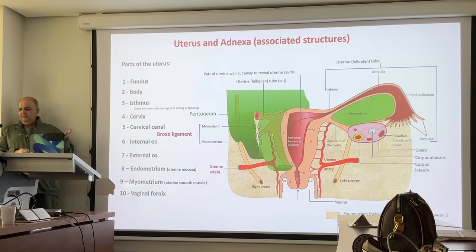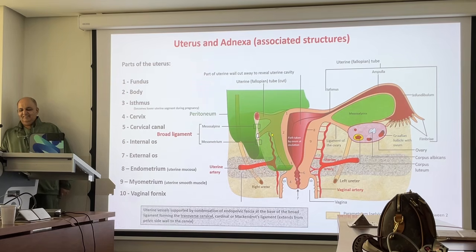So it's supplying widely. So this uterine artery, when it goes to the vagina, we call it the vaginal artery. And what is this grayish area? Think. You remember I talked about endopelvic fascia?